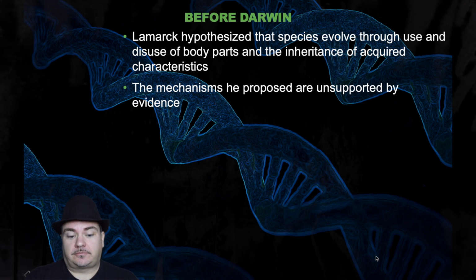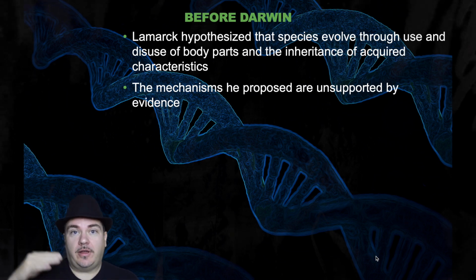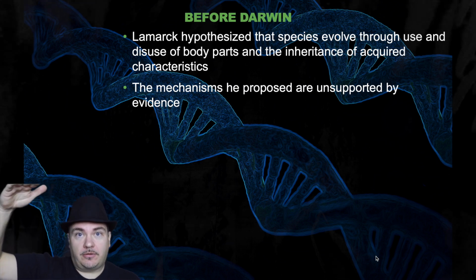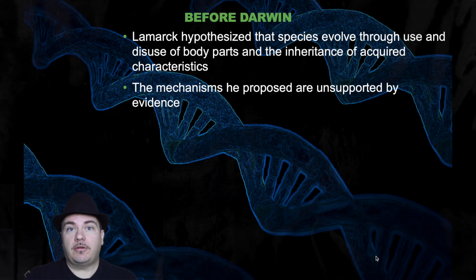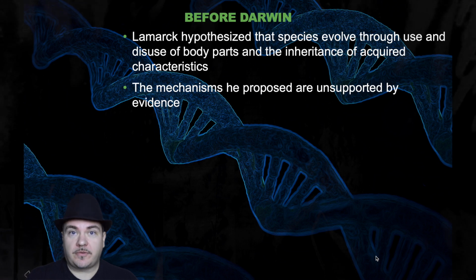For example, Lamarck believed that a giraffe, as it was trying to reach the leaves that were higher up on the trees, its neck would stretch and grow longer in order to be able to reach those higher leaves. And then it would pass on that longer neck to its offspring. Okay, that's not what actually happens.